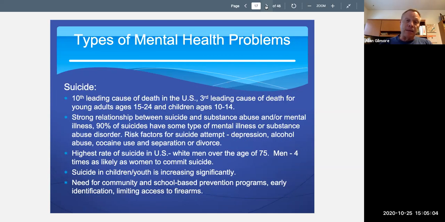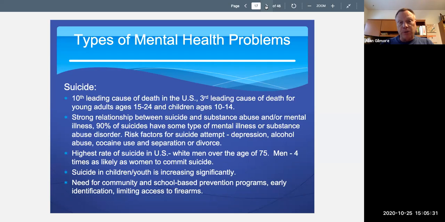Suicide. And this is the 10th leading cause of death in the US. It's the third leading cause of death for young adults between the ages of 15 and 24, and for children between the ages of 10 and 14. There's a strong relationship between suicide and substance abuse and or mental illness. 90% of suicides have some type of mental illness or substance abuse disorder linked back to it.